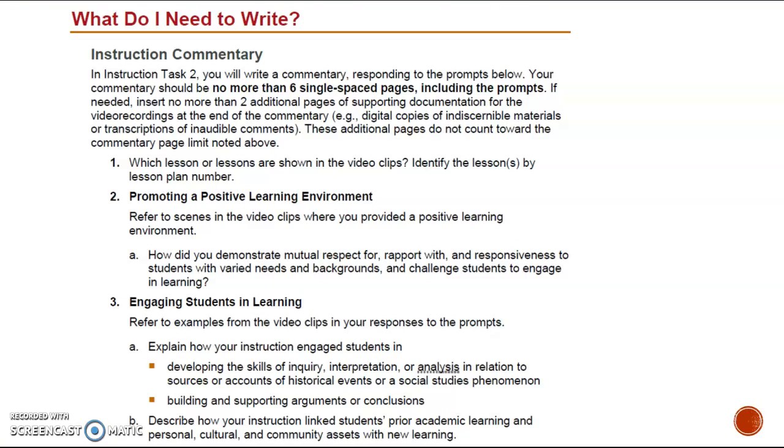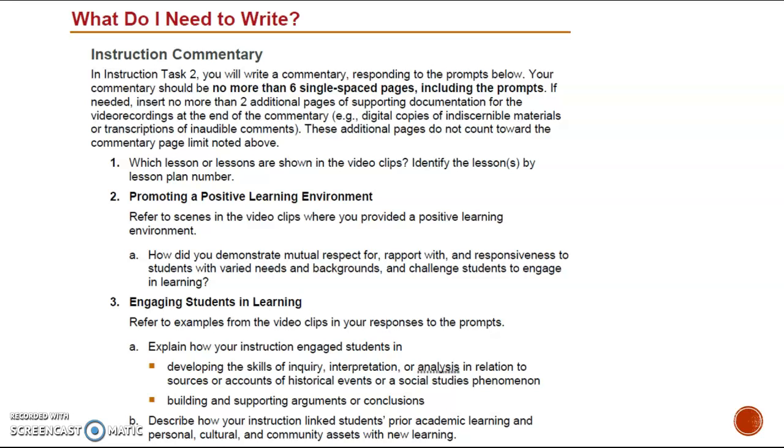Here are the instructions for the edTPA Task 2 commentary. Again, you need to identify your lesson or lessons that are going to be shown in your video clips. Not only should you identify them by number, but again, include the activities that the viewer will be seeing.